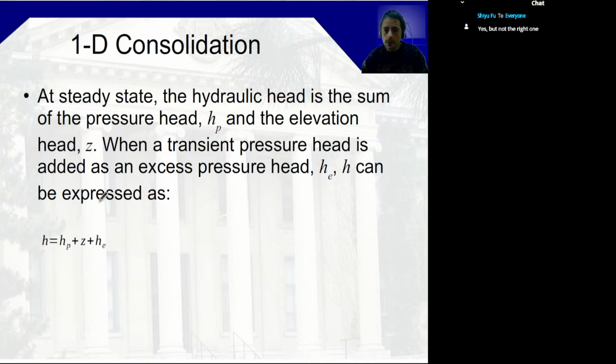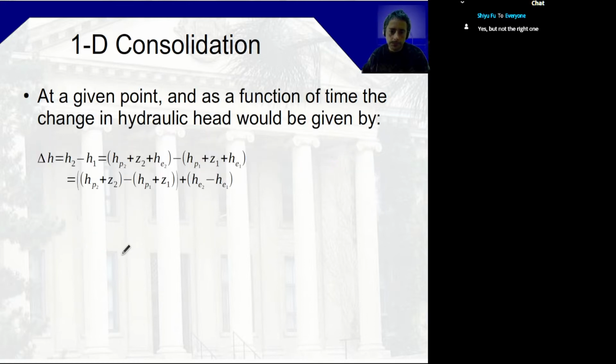We also know that at steady state, the pressure head, or the hydraulic head, is the sum of the pressure head and the elevation head. Okay, so when you have a transient pressure, we have an excess pressure that we express here as HE. So that's the transient component of the pressure.